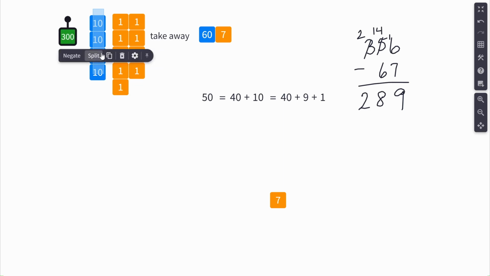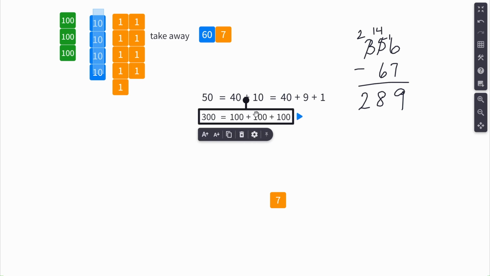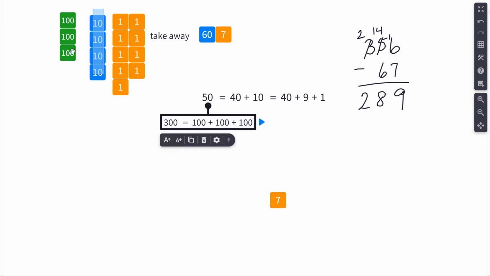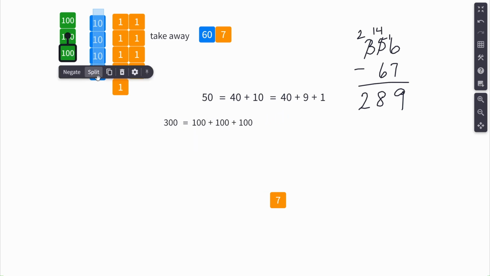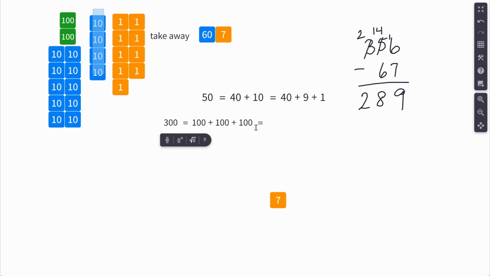Well, I can get more tens out of this 300. I can regroup the 300 into 200 plus 100. Once I do that, I can break one of those hundreds into tens. That's going to give me more than enough. So now I have 200 plus 10 tens, or 100.